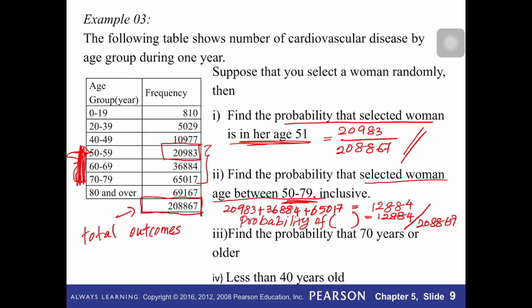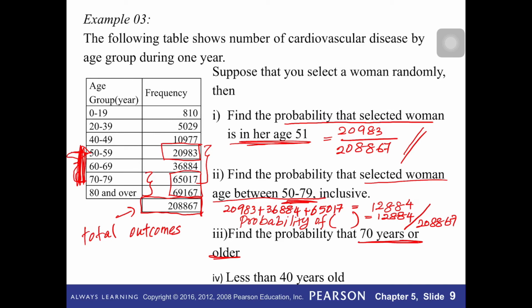Find the probability that she is 70 years or older. 70 or older means including 70, so you have to consider these two. Get the summation of these two values and divide by the total number of outcomes. Okay, I am not going to write it down.